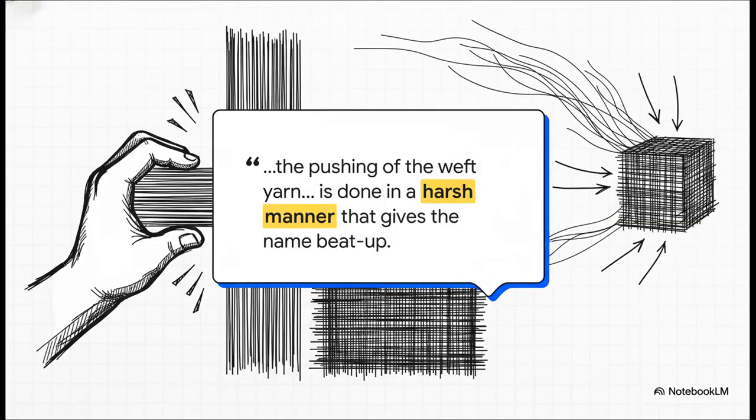And we're not talking about a gentle nudge. This quote really gets it right. It says the action is so harsh that it earned the name beat up. I mean, think about that. It's this repeated, violent impact that compacts all the threads together and creates that dense, stable fabric we know.